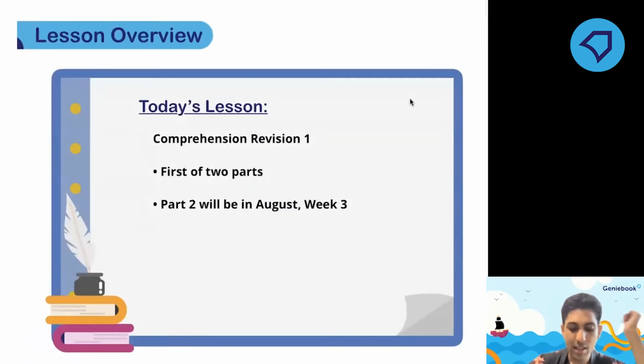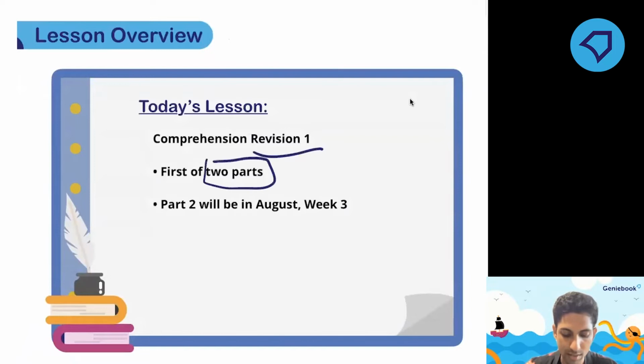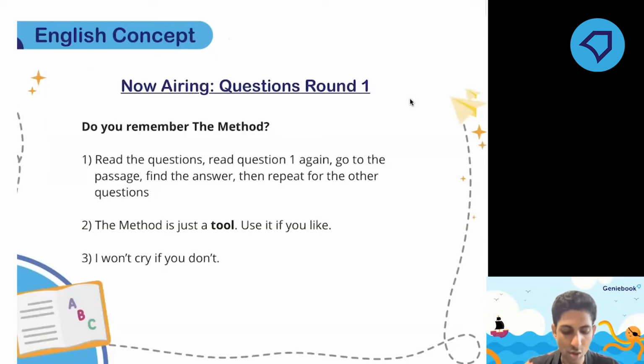All right. Let's carry on to today's lesson. We're talking about comprehension, revision 1. Why? Because there are two parts. When is revision 2? August, week 3. Okay? So, do you remember the method? This thing that I taught you guys. How do you do the method? Here, if you forget, you read it yourself. I'm not going to repeat it.